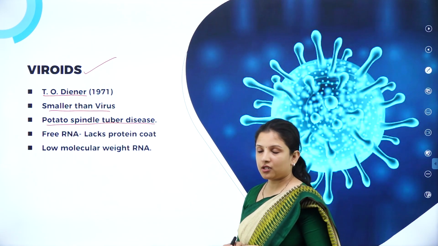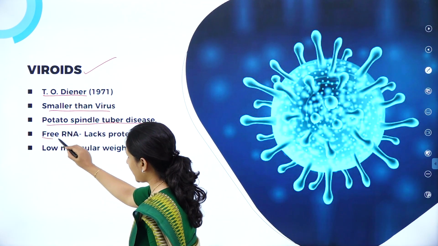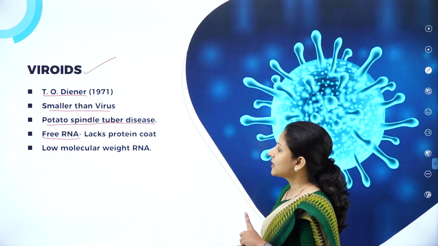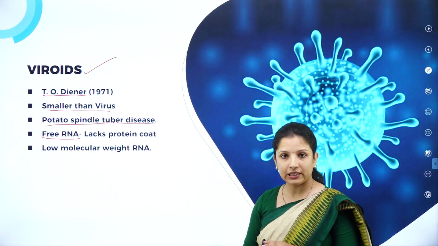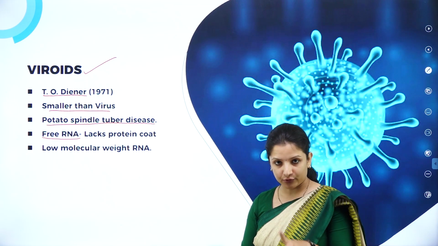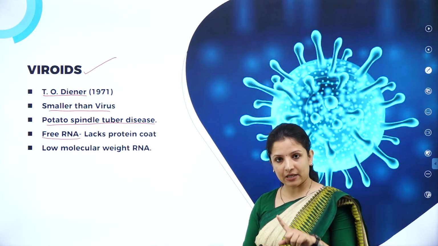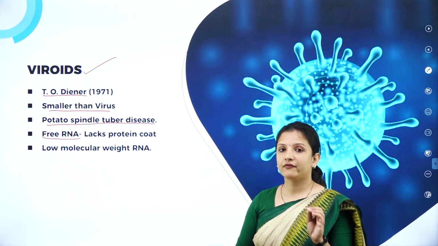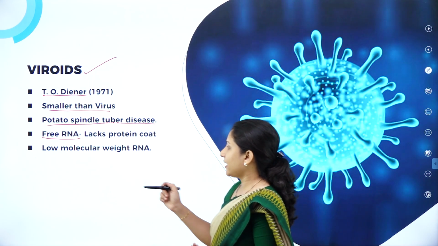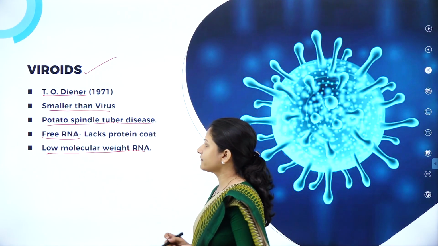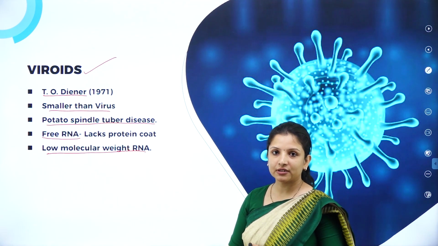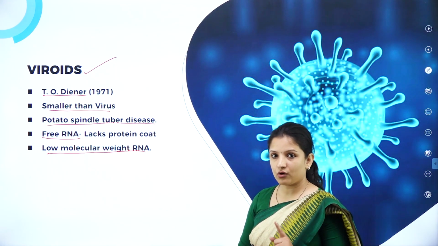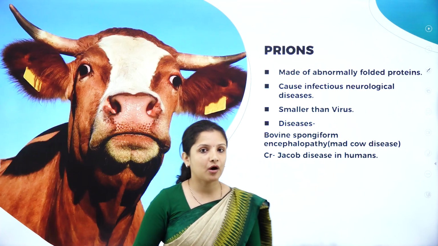Next, talking about the genetic material, they have a low molecular weight free RNA, but the only difference between viroids and viruses is that viroids do not have a protein covering, whereas viruses have a protein coat, and that protein coat is called a capsid. But in the case of viroids, they do not have a protein coat, therefore they do not have a capsid. And they have, as I told you, low molecular weight free RNA. So, this is about viroids. What's the difference? Viroids are smaller than viruses, and viroids do not have a protein coat, therefore they lack a capsid.